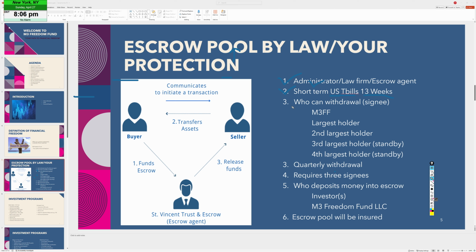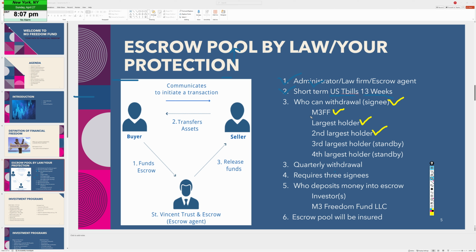Now let's talk about who can withdraw from this escrow. We call these people signees. The people who can withdraw from the escrow are signees. Number one, M3FF, that's M3 Freedom Fund. Number two, the largest holder in that fund. Number three, the second largest holder in that fund. So anytime we take money out from the escrow, there have to be three signers.